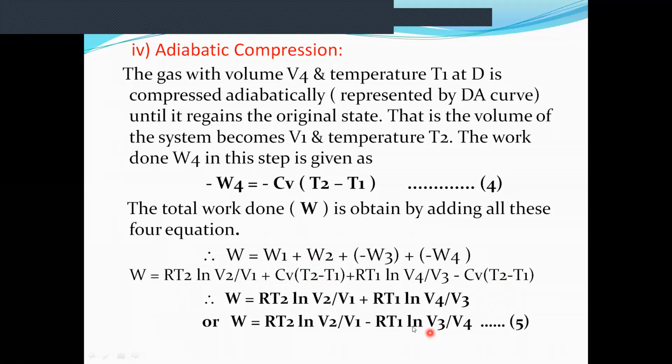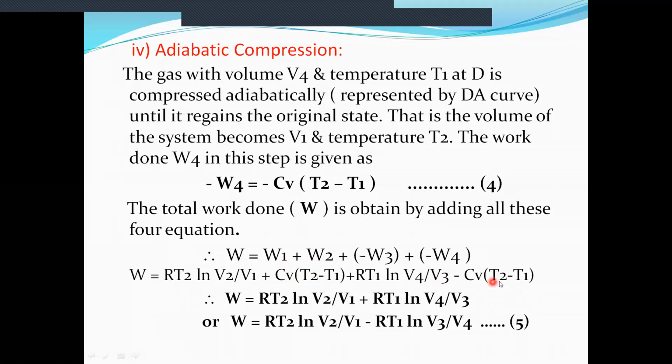The CV(T2 − T1) and the minus CV(T2 − T1) get cancelled. What remains then? Therefore, W is equal to RT2 ln V2/V1. So I have written RT2 ln V2/V1. This CV and this CV get cancelled. Plus this RT1 ln V4/V3. See here, that is RT1 ln V4/V3. Or we can write W is equal to RT2 ln V2/V1 as it is.